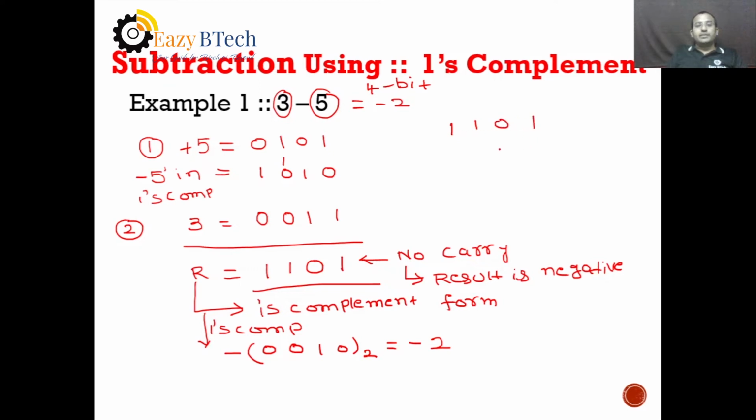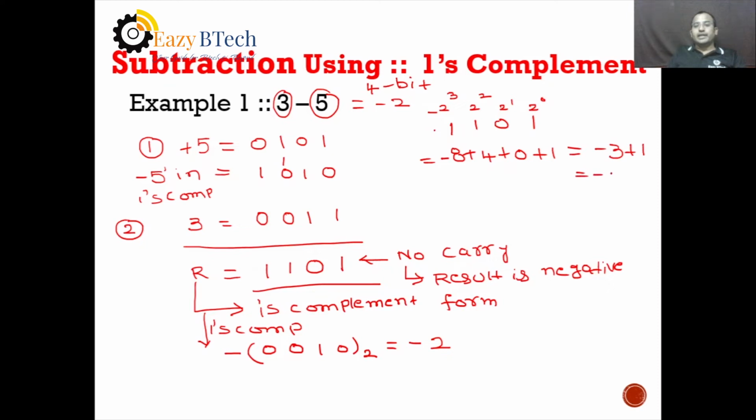For 1101, there is another procedure. So what is that? Assign the weights 2 power 0, 2 power 1, 2 power 2, 2 power 3. First assign a minus weight to the MSB. So what will be the result? Minus 2 power 3, it means minus 8. 2 power 2 means 4, plus 0, and 2 power 0 means 1. So minus 8 plus 5, it is minus 3. Then we have to add 1 to the result.